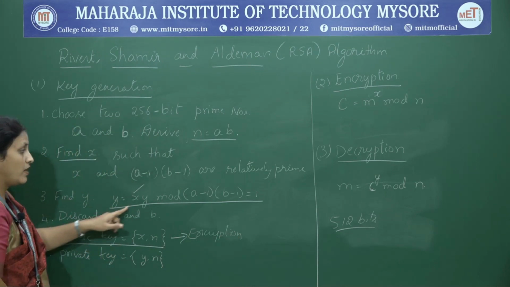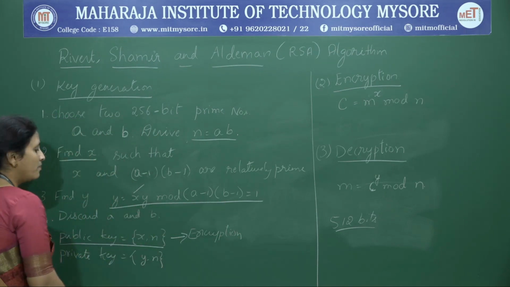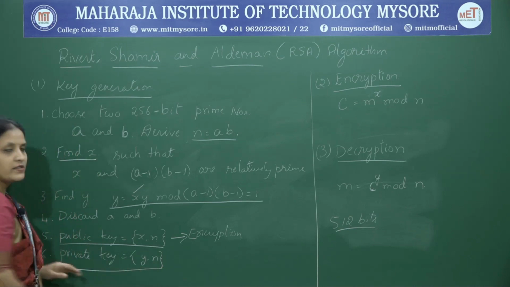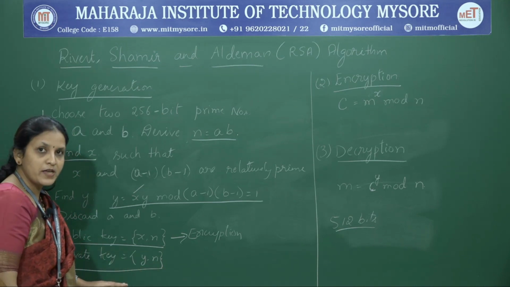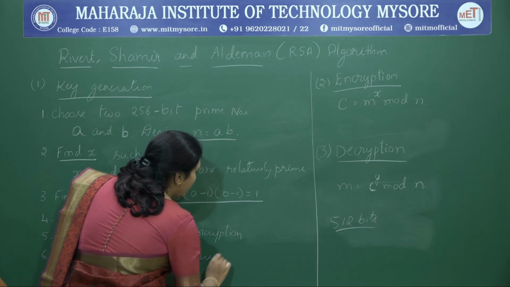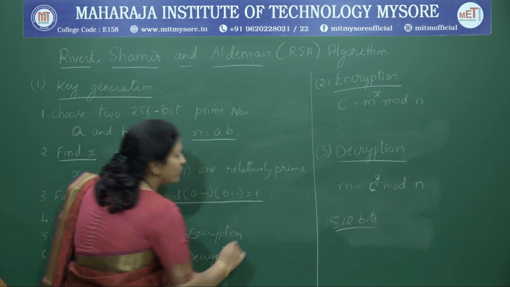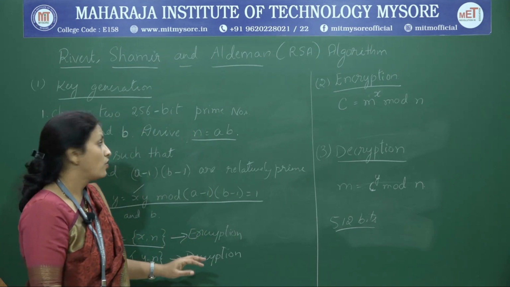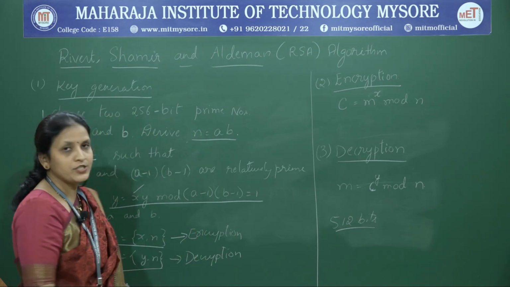The combination of y, which we calculated using this formula, along with n, acts as a private key, and it is kept confidential in order to decrypt the message that the particular system gets. Okay. This is about the key generation part.